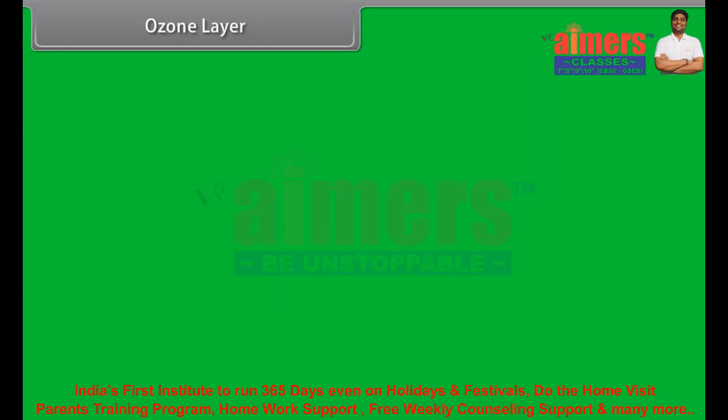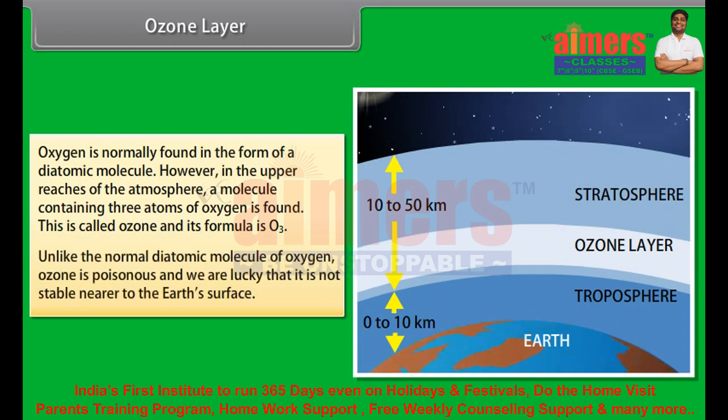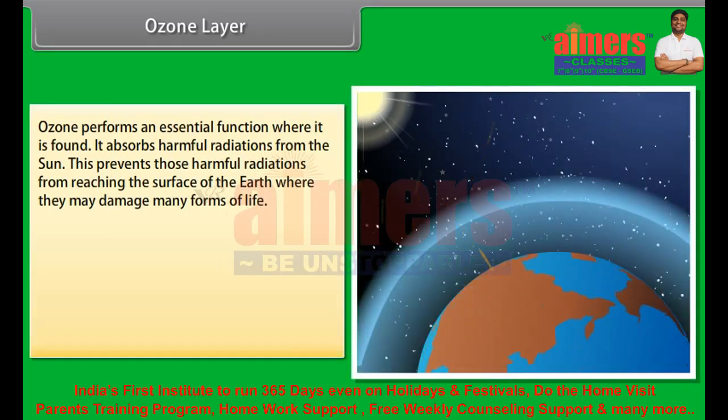Ozone layer. Oxygen is normally found in the form of a diatomic molecule. However, in the upper reaches of the atmosphere, a molecule containing 3 atoms of oxygen is found. This is called ozone, and its formula is O3. Unlike the normal diatomic molecule of oxygen, ozone is poisonous, and we are lucky that it is not stable nearer to the Earth's surface. Ozone performs an essential function where it is found. It absorbs harmful radiations from the sun. This prevents those harmful radiations from reaching the surface of the Earth, where they may damage many forms of life.